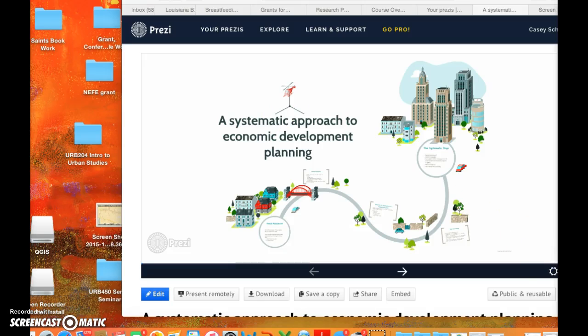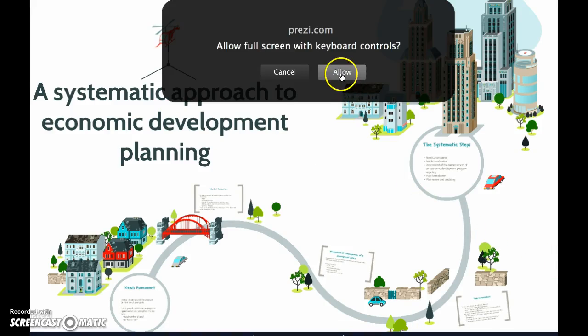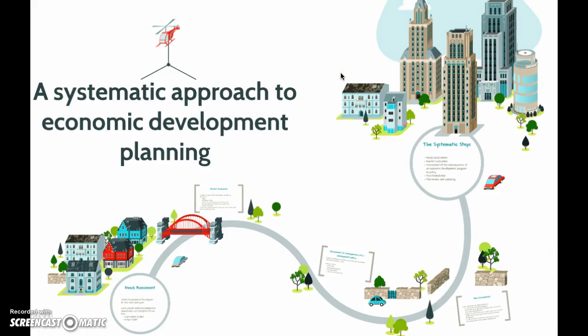Right, I just quickly want to give you guys a systematic approach to economic development planning. Like I said, we went through the theories of what economic development planning is and why cities would do it. But if you're actually an economic development planner, what are the steps you would take?